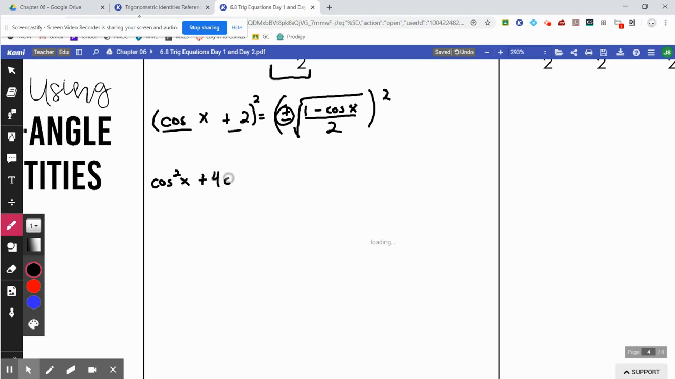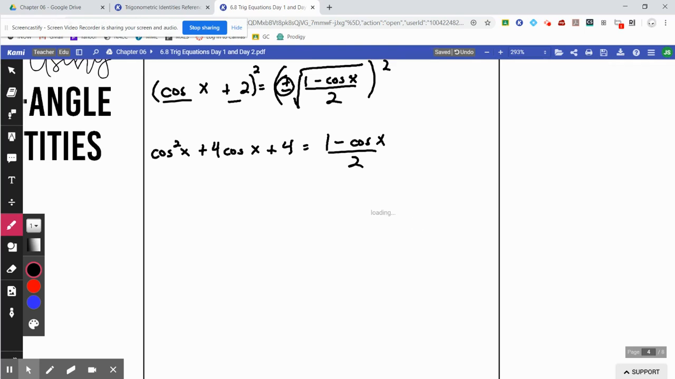Multiply the 2 and double it. So that's going to be plus 4 cosine x. And then square the 2 gives you 4. Equals, when you square the right side, again, the plus minus goes away, the square root goes away, leaves you with 1 minus cosine x all over 2, which looks much better. You can distribute that 2 first, and that's going to be 2 cosine squared x plus 8 cosine x plus 8 equals 1 minus cosine x.